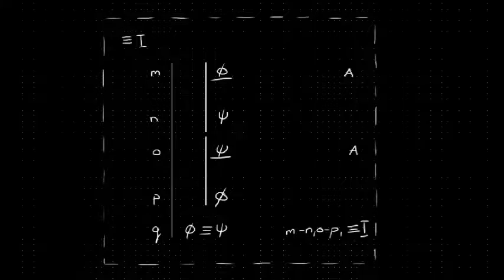biconditional introduction. So as before with the conditional rule, we've got this range of lines being cited, and we're always going to have to do that for the biconditional, so M to N, O to P.